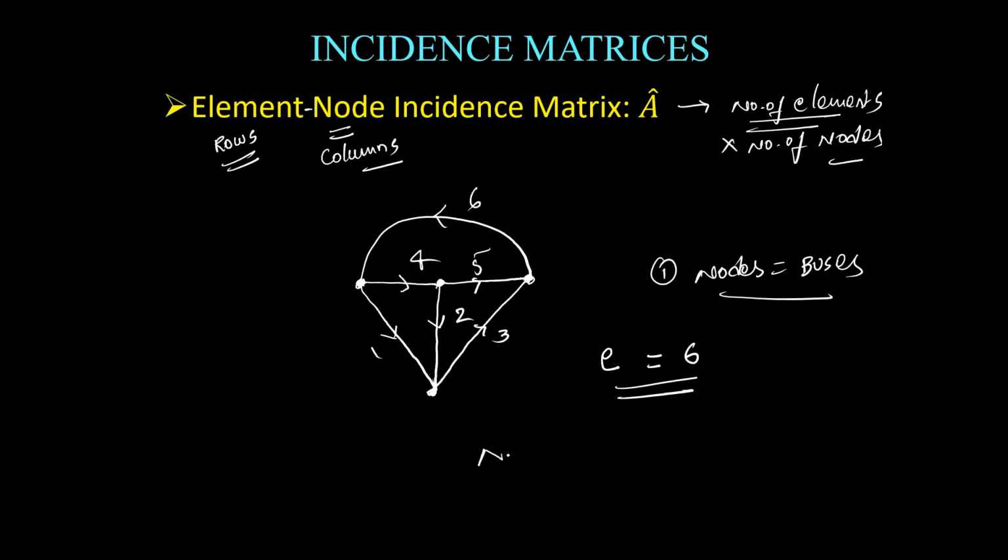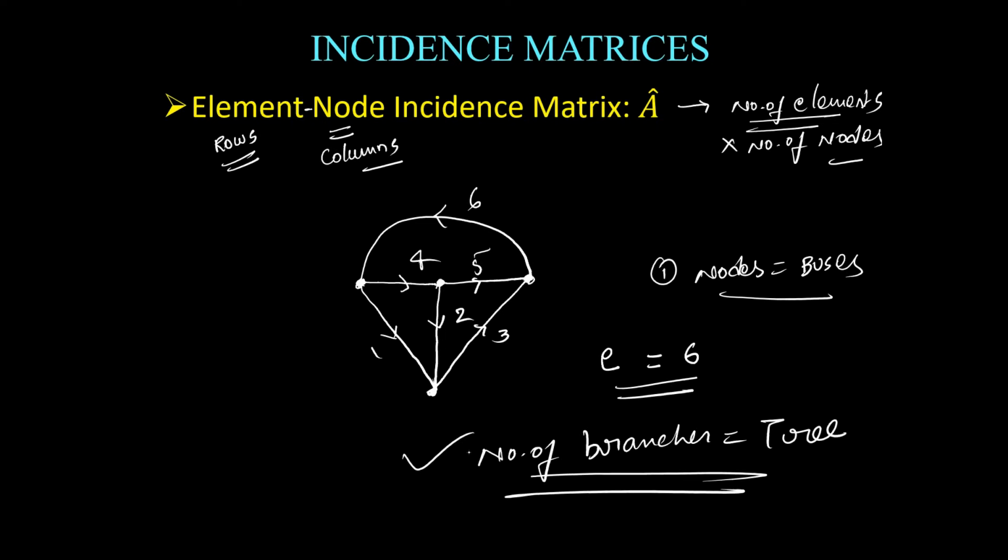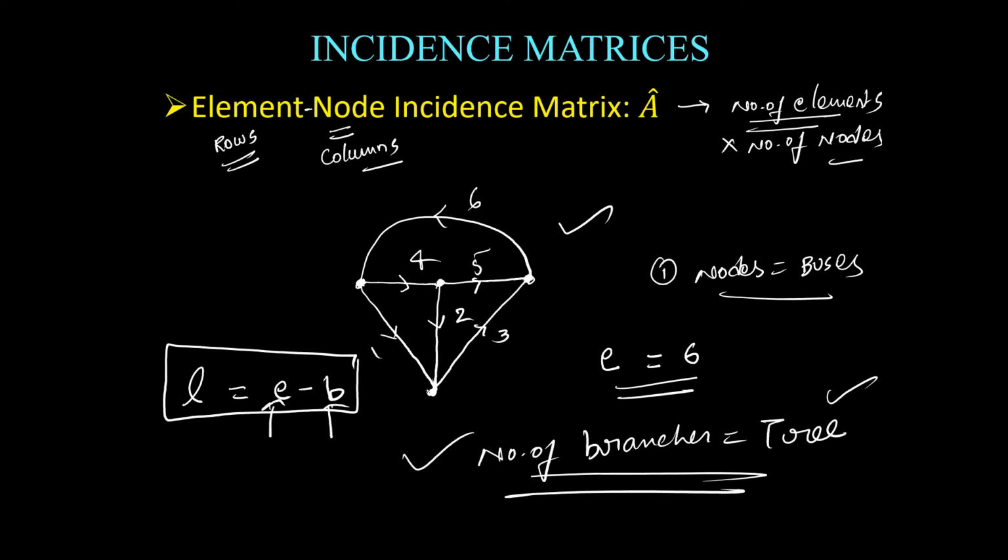If you say number of branches, those will be meant for the tree branches. So the number of branches will be equal to the tree branches. With respect to these notations, I can say the number of links L is equal to E minus B, where E is the total number of branches present in the graph and B is the number of branches of the tree, and L is the number of links. You can make a note of this point.